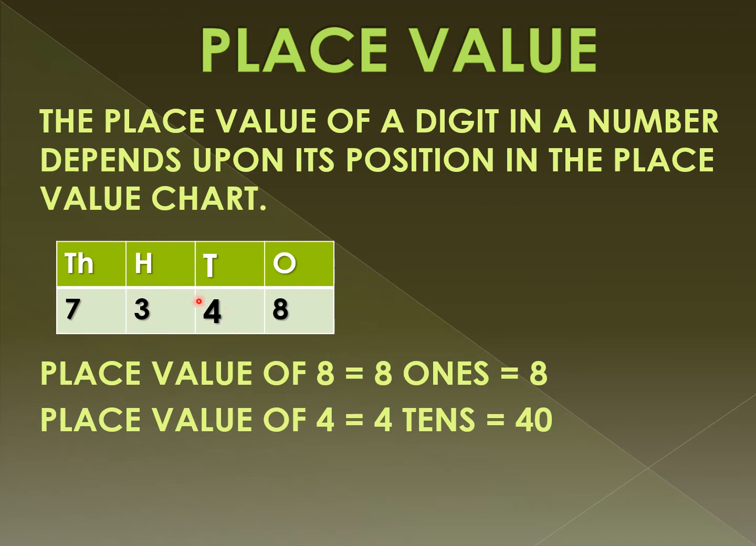Now let's look at 4. 4 is placed under the tens place. So the place value of 4 is 4 tens. And what do we mean by 4 tens? 4 tens is nothing but 40. So the place value of 4 is 40.